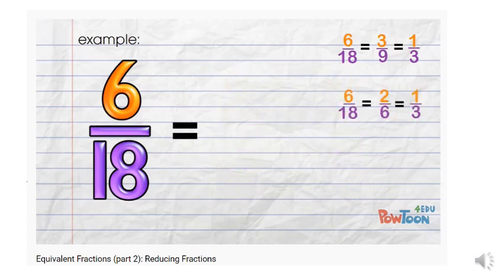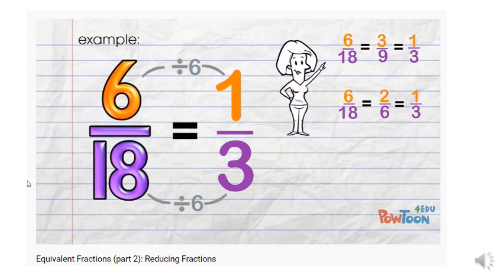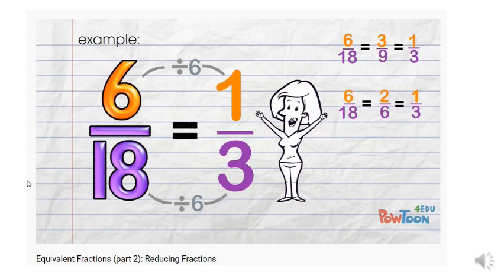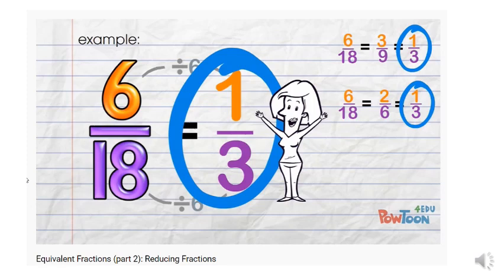Or I could have divided by 6 to start with, because they're both in the 6 times table. 6 divided by 6 is 1, 18 divided by 6, 3 6's are 18, 1/3 again. You can reduce a fraction in more than one step till it won't reduce anymore, or you might be able to get there in just one shot. However you reduce it, the final answer in its lowest terms will be the same.